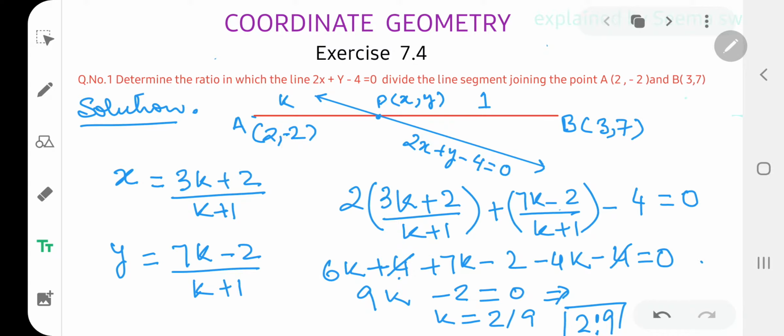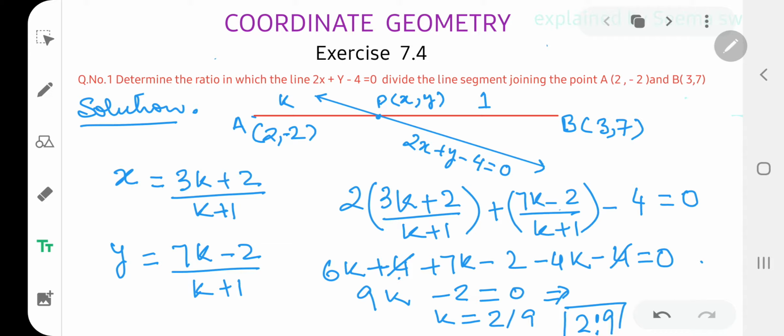So children, let us say that the ratio in which the line is divided is k is to 1, and the point at which the line segment is intersected by the given line is P(x, y). The coordinate of x will be calculated by the section formula: k multiplied by 3 plus 1 multiplied by 2, divided by k plus 1. We have used the formula m1 x2 plus m2 x1 divided by m1 plus m2. So we got x is equal to (3k plus 2) divided by (k plus 1).